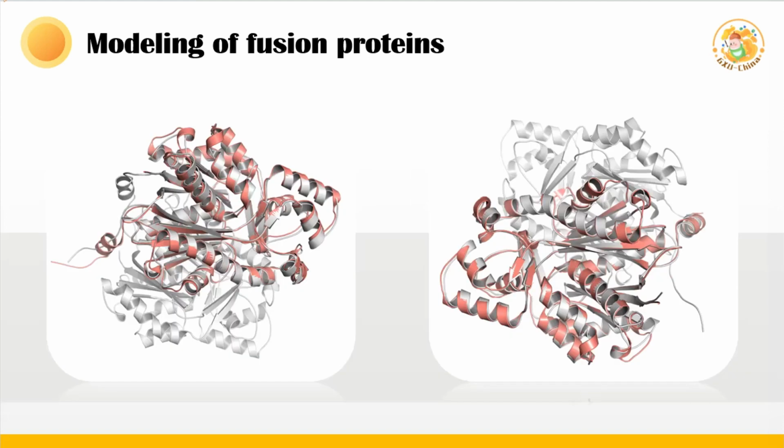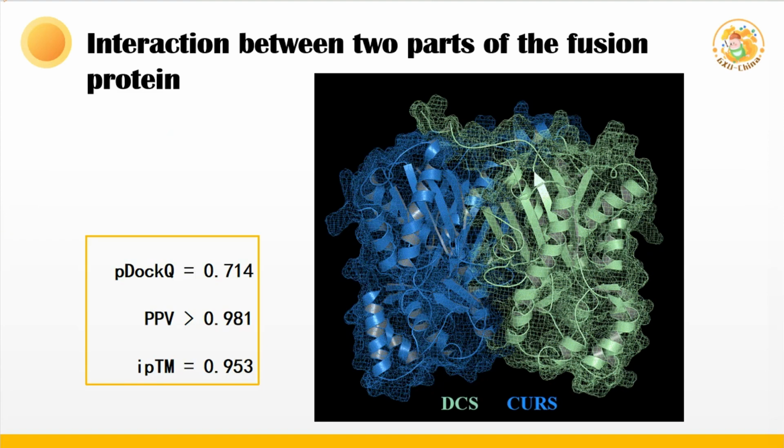AlphaFold2 predicted the fusion protein model and compared it with the crystal structures of DCS and CURS, resulting in RMSD of 0.7 and 0.501, respectively. This indicates that the 2 parts of the fusion protein have high consistency with the corresponding crystal structures. From the perspective of structural biology, the conformation of the complex formed by the 2 parts of the fusion protein is reasonable.